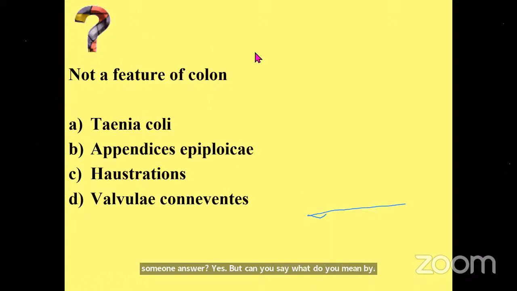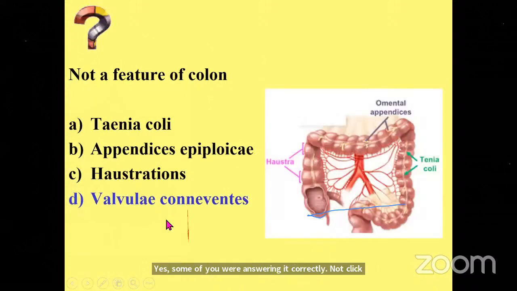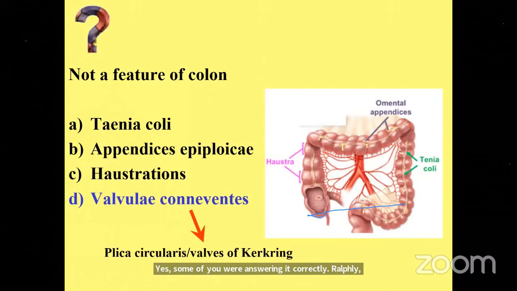It's easy to identify because it's not there among the three important, cardinal features of the large intestine. But can you say what do you mean by that? Yes, some of you were answering it correctly. Valvulae conniventes is nothing but the plica circularis or valves of Kerckring.